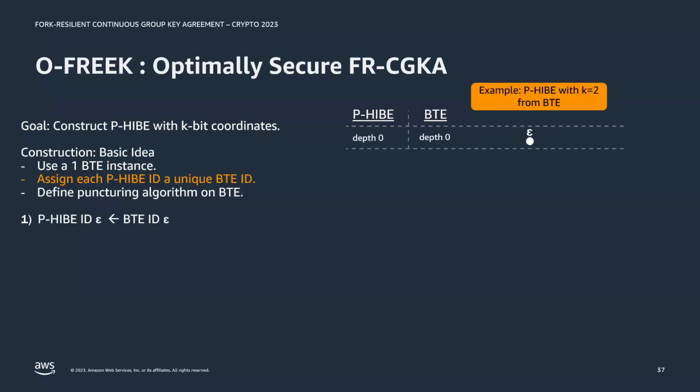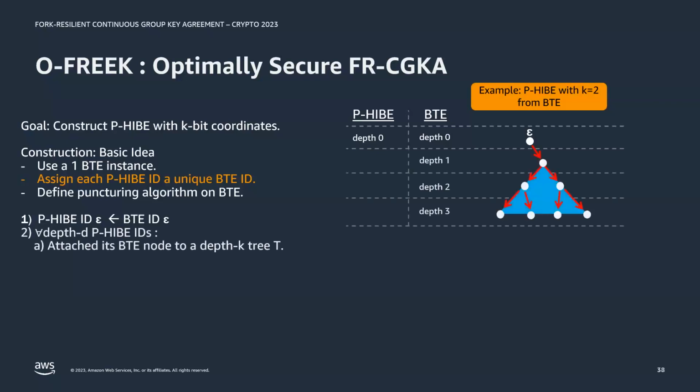We're going to start with the empty vector. And that's easy. The empty vector for PHIVE gets assigned the empty vector for the BTE. Super straightforward. So let's say we've done all the depth D PHIVE identities. Each one of them has been assigned its own BTE identity. Fix one ID. We want to find a way to assign each of its children, ID plus some C, their own BTE identities. Okay, so in this case, your ID would be epsilon, would be empty.